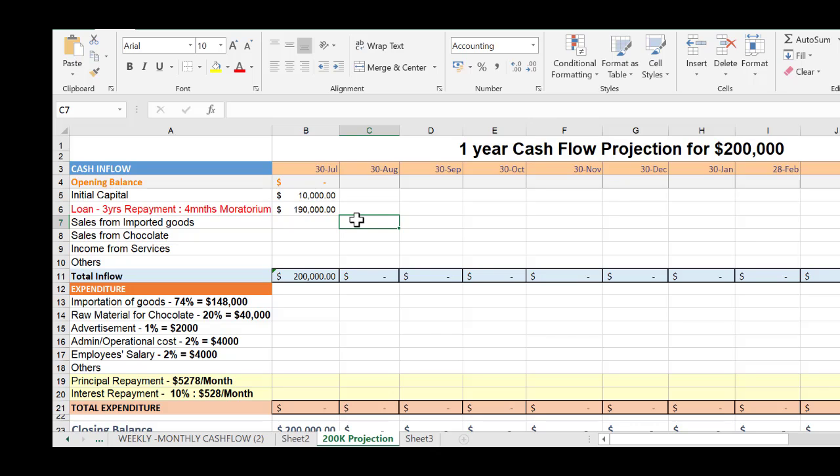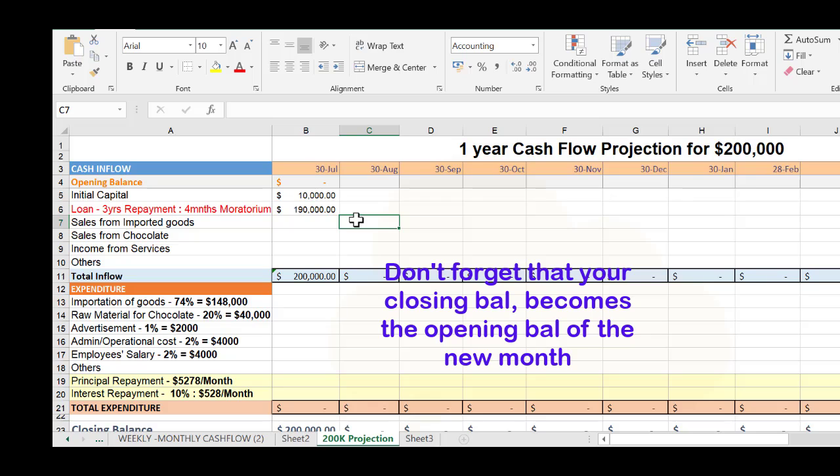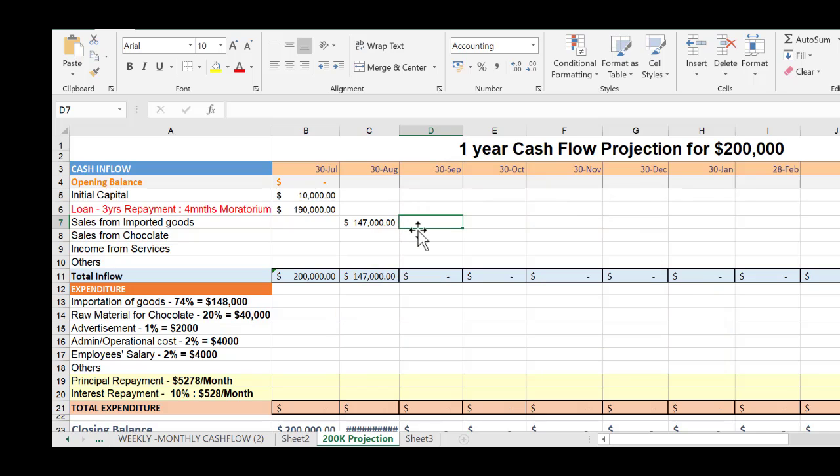So I know from my previous analysis how much I should be making. But since this is a new business, I believe I may not be able to make all of the money that I put on the first month. So I am going to be projecting $147,000, $148,000. Second month probably I didn't make much.